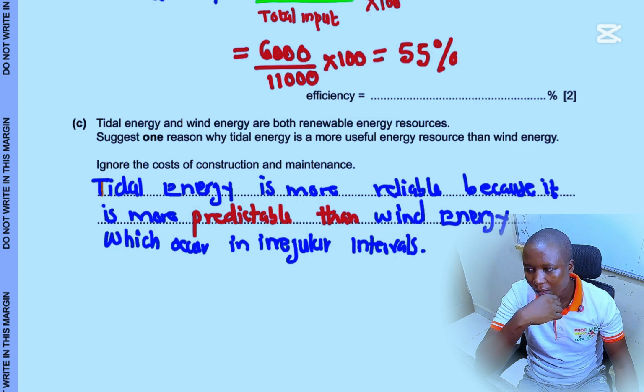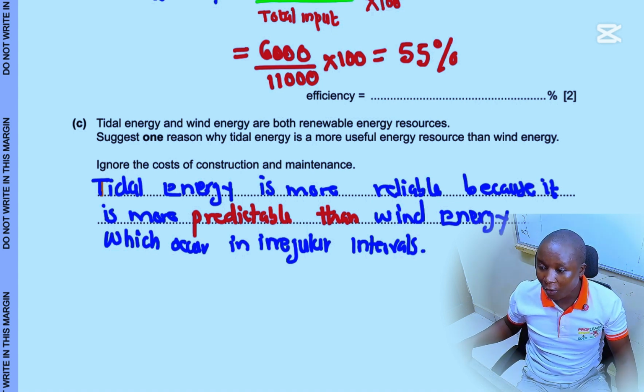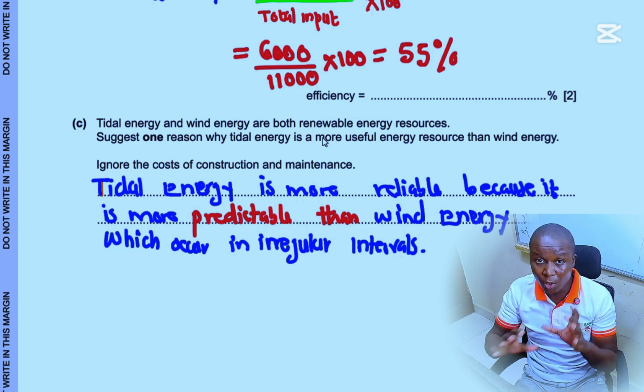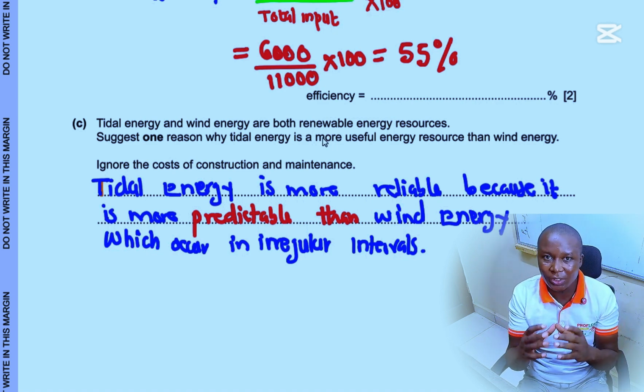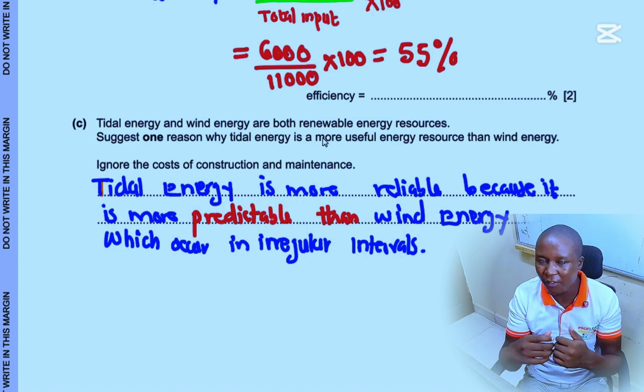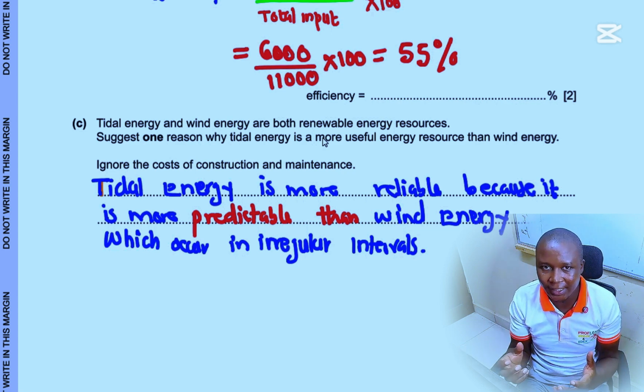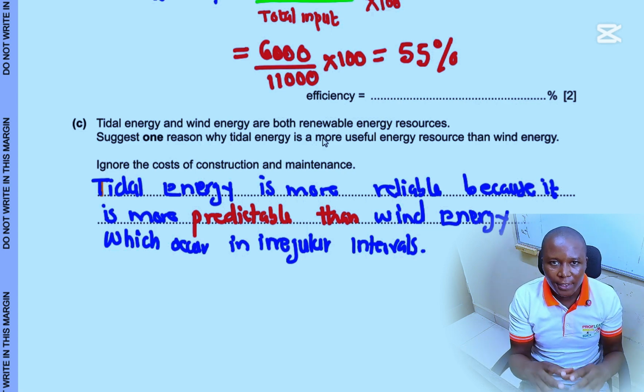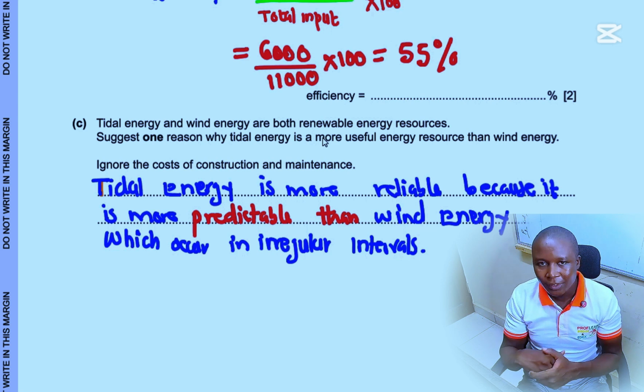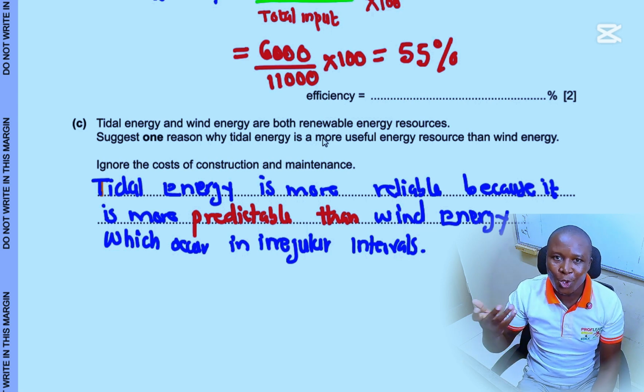Sometimes you'll be given a question to do with disadvantages and advantages, and that's basically what's forecast here. The tidal energy and wind energy are both renewable energy resources. Renewable energy resources are those energy resources that you can never finish. They can never be used up. They can never be depleted. But non-renewable, they can be finished up. And also remember those that contribute to global warming.